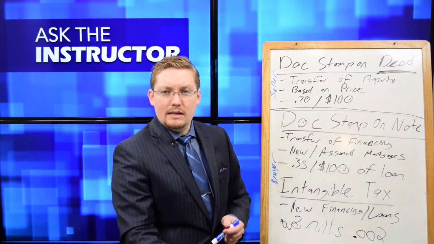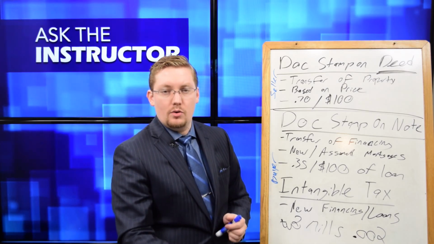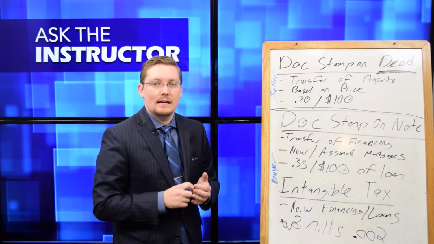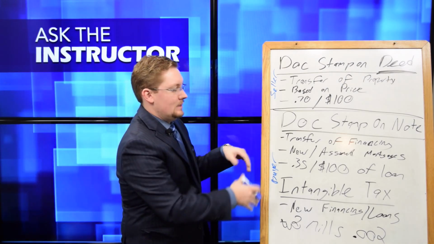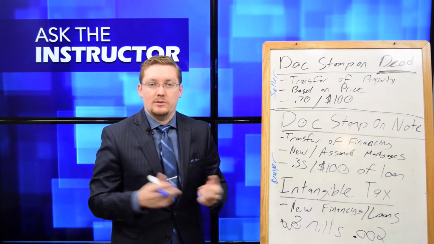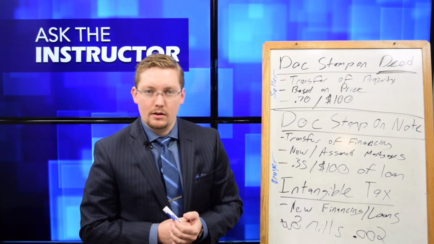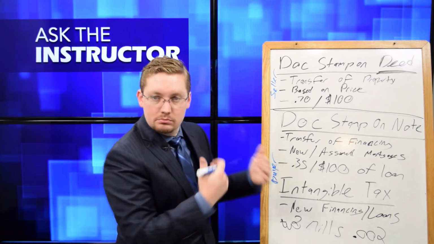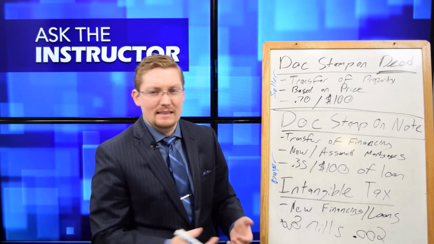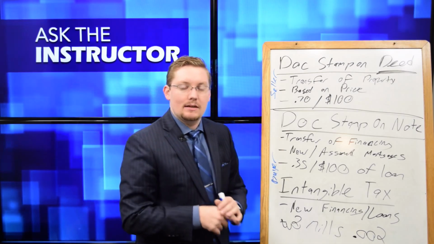So we're going to take a quick break here, and when we get back from this short break, we will get into detail on solving out the doc stamp on the deed, the doc stamp on the note, and the intangible tax. We'll actually have a little bit of a word problem we could go through and solve, and we'll work out this math. It's really not that bad. This seems really intimidating, but stick with us because we'll make it easy.